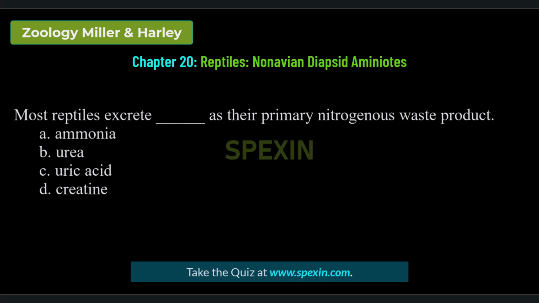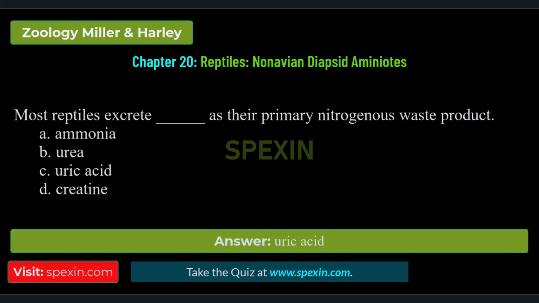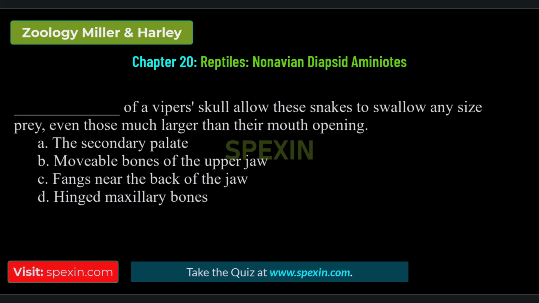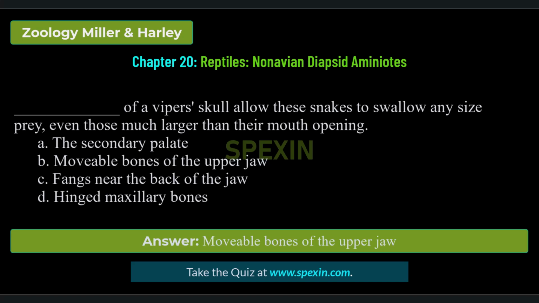Most reptiles excrete dash as their primary nitrogenous waste product: ammonia, urea, uric acid, creatine. Correct answer: uric acid. Dash of a viper's skull allow these snakes to swallow any size prey, even those much larger than their mouth opening. The secondary palate. Movable bones of the upper jaw. Fangs near the back of the jaw. Hinged maxillary bones. Correct answer: movable bones of the upper jaw.